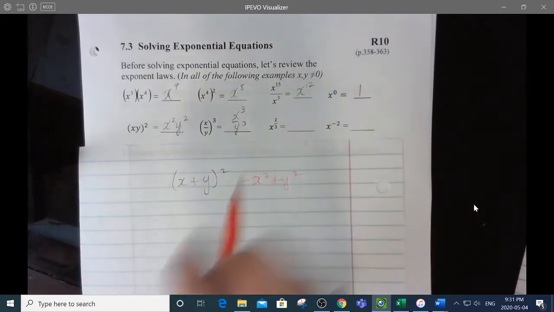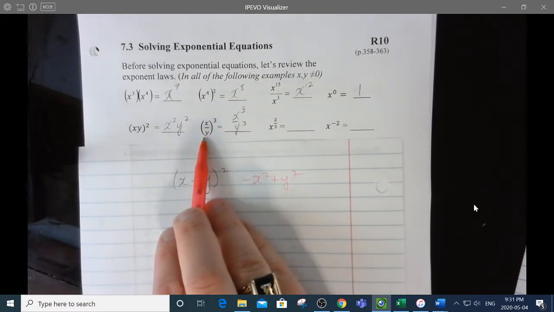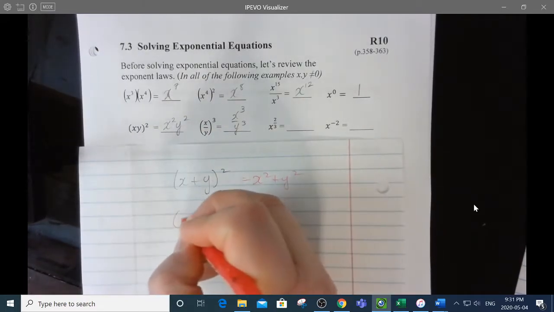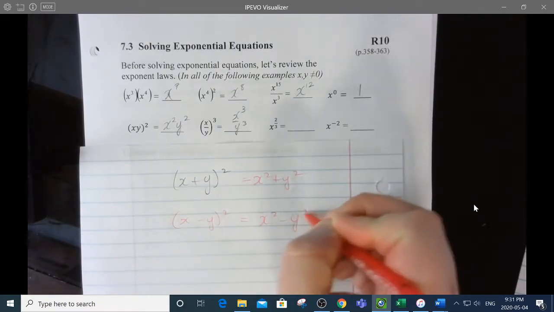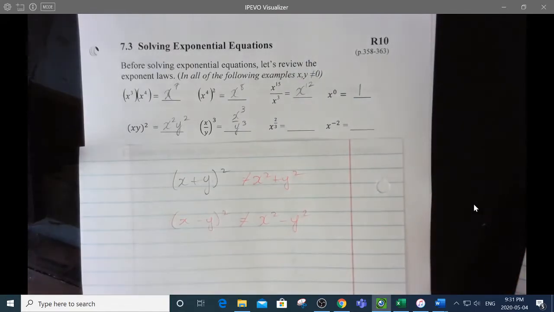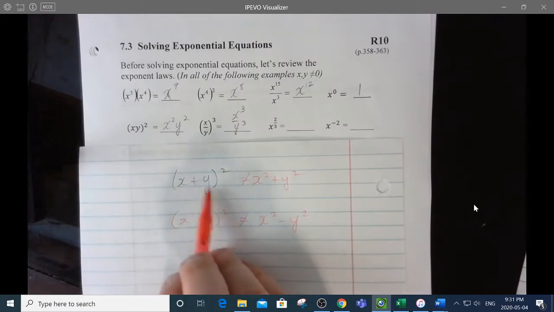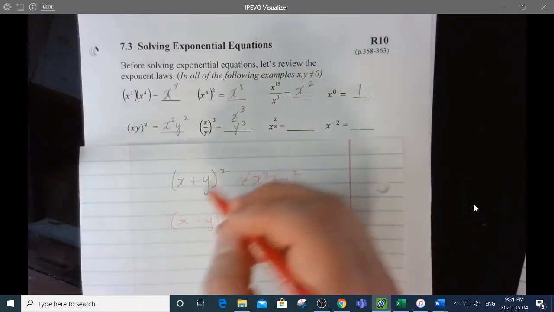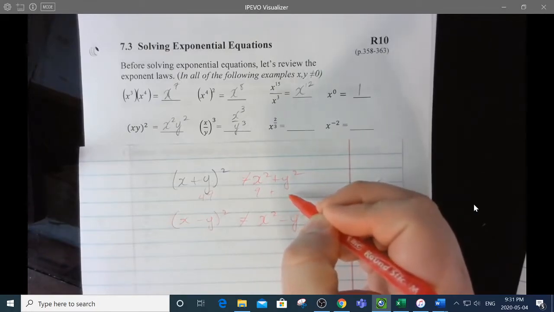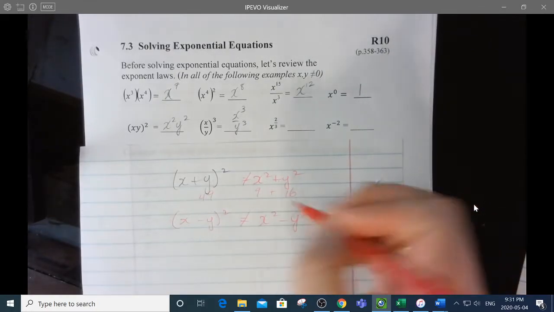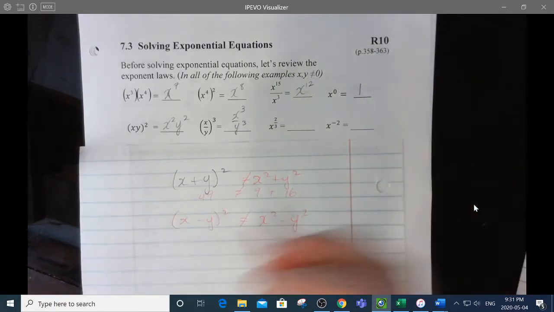Right? You can distribute a power through a product, you can distribute a power through a quotient, but you cannot distribute a power through a sum or a difference. Those are not equal. All you have to do is pick two numbers. How about 3 and 4? If x was 3 and y was 4, 3 plus 4 is 7, and 7 squared is 49. Is 9 plus 16 equal to 49? No, it is not equal. Try any other two numbers you want and just subtract, and you'll see it's not equal either.